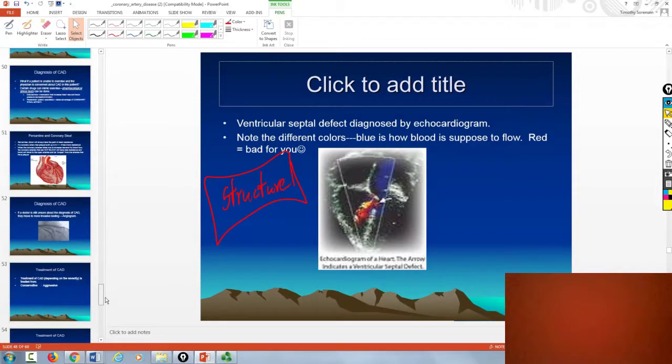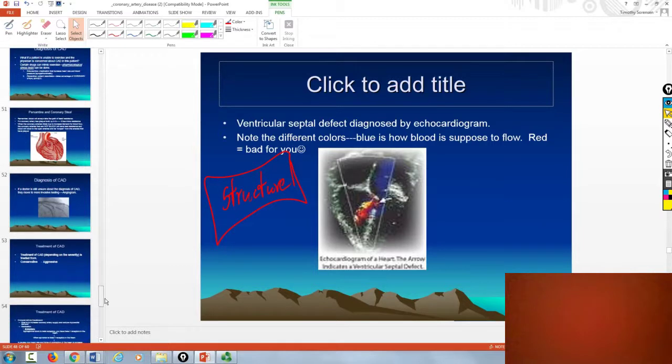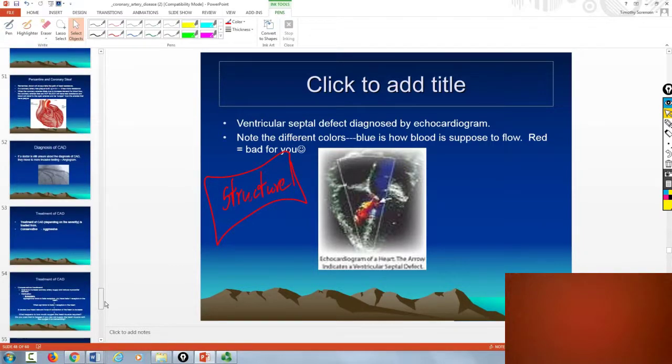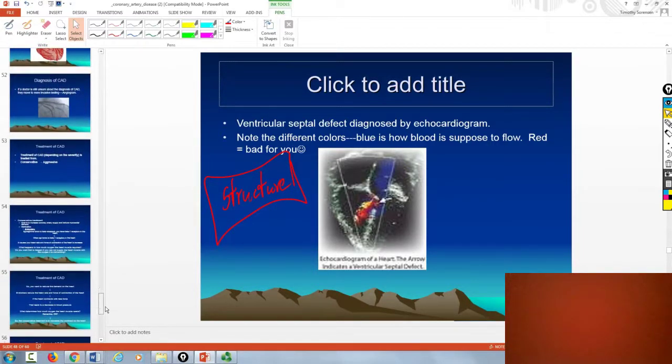There's also some pharmacological stress testing, persantin and dobutamine, that take advantage of using drugs that mimic the sympathetic nervous system or that are arterial vasodilators to help them diagnose it.